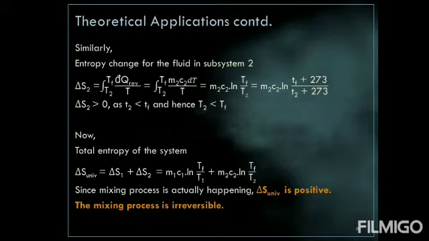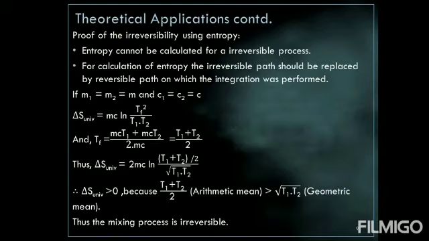Now the total entropy change of the system, that is delta S universe, is given by the addition of delta S1 and delta S2, which is m1C1 ln(Tf/T1) plus m2C2 ln(Tf/T2). Since this mixing process actually happens, it is not impossible, therefore delta S universe must be greater than or equal to 0. Now we will see that this mixing process is irreversible with the help of entropy.